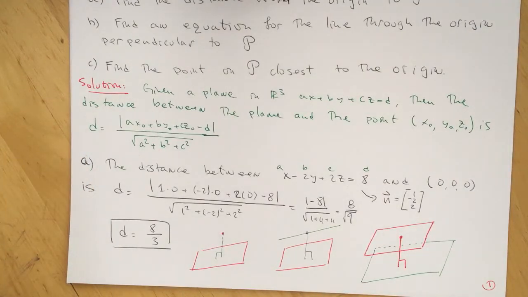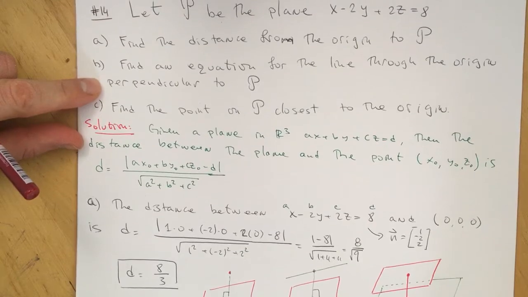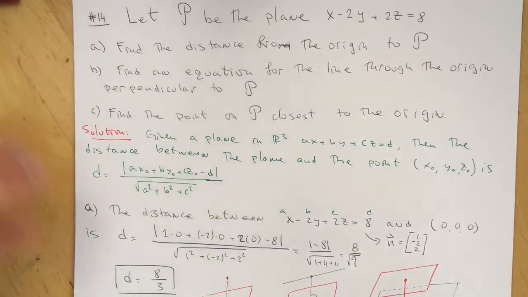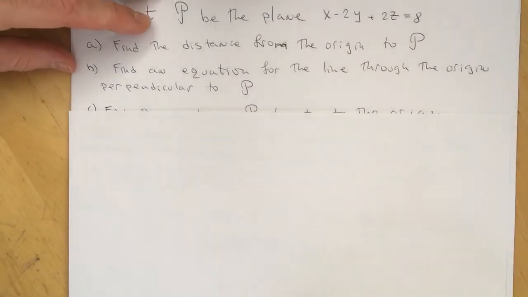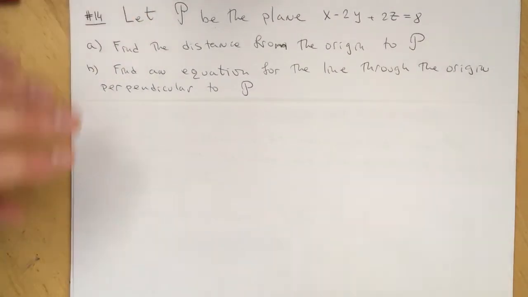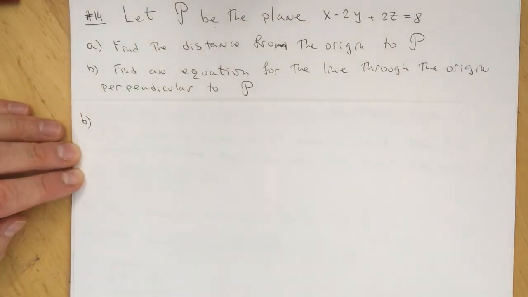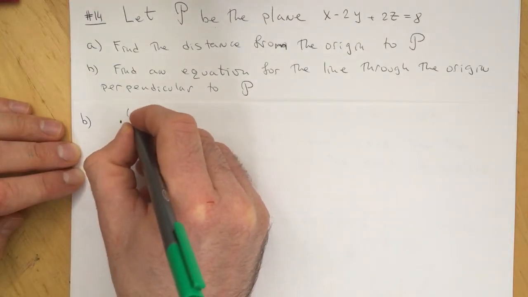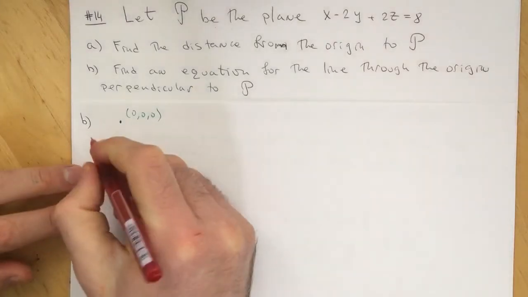Okay. Now the second question is, find an equation of the line through the origin perpendicular to the point, sorry, to the plane P. Okay, so now we're doing part B. So let's say that here we have the origin, right? A point with coordinate 0, 0, 0, and here I have the plane.